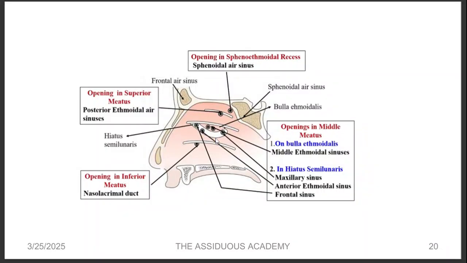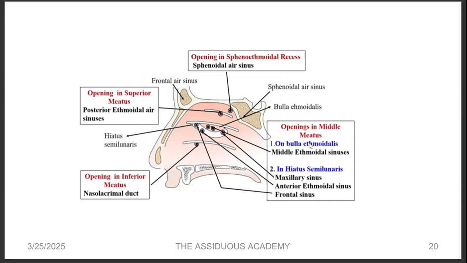This again is a nice picture showing you these openings. The sphenoidal air sinuses behind open into the sphenoethmoidal recess, and the posterior ethmoidal air sinus drains into the superior meatus. The nasolacrimal duct is the one opening in the inferior meatus.